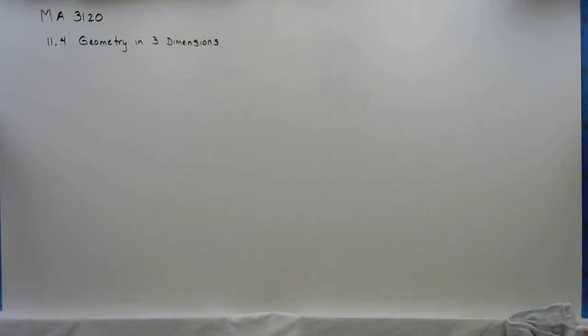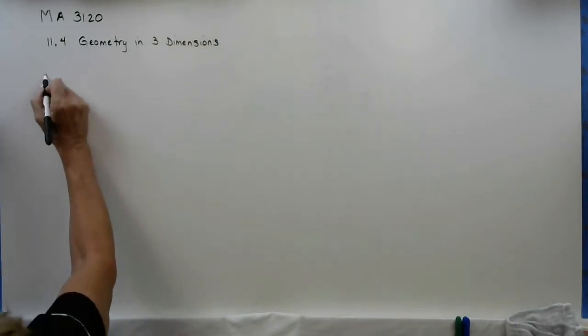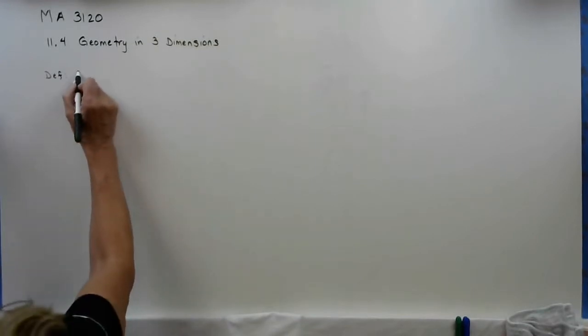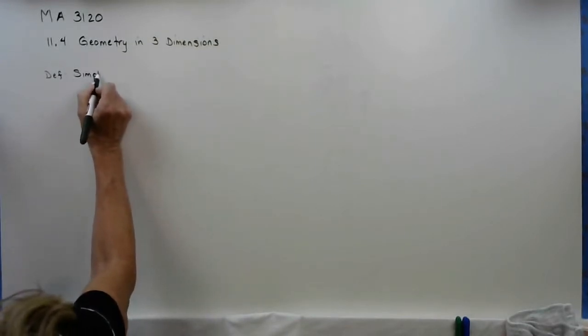Okay, as we continue some of our exploration with geometry, we're going to take a look at some three-dimensional shapes. In the last section or two, we talked about two-dimensional polygons, and we've talked about lines, which is one dimension. So now we're going to take a look at three dimensions. So let's take a look first at what we mean by a simple closed surface.